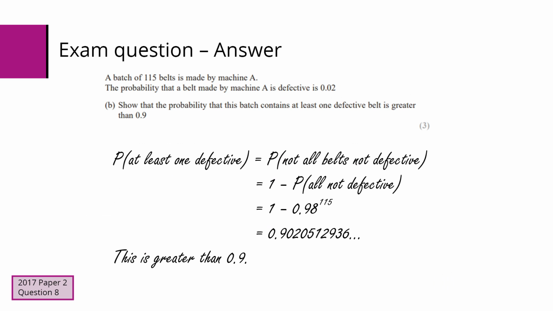For part B, the probability that at least one belt is defective is the probability that not all belts are not defective. So for this we can do 1 minus the probability of all not defective, which will be 1 minus 0.98 to the power of 115. This gives us a result greater than 0.9.